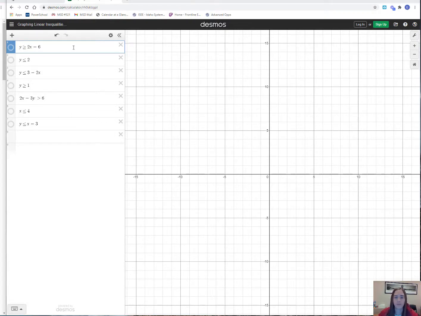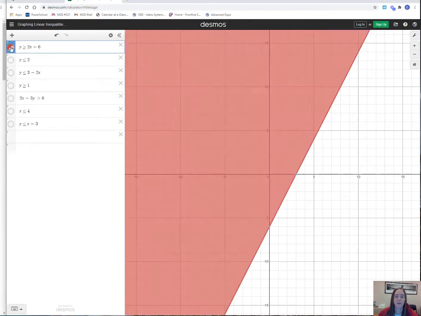So if I take this first inequality, y is greater than or equal to 2x minus 6, I'm just going to click this on the side so it'll highlight that for me. The line that they have is y equals 2x minus 6. Okay, that's how you get the line. So you'd start at -6 and then you go up 2 and over 1 each time. Then to find how you shade it, you just have to pick a point, and if it works in your inequality, then you shade that side. If it doesn't work, then you shade the other side.